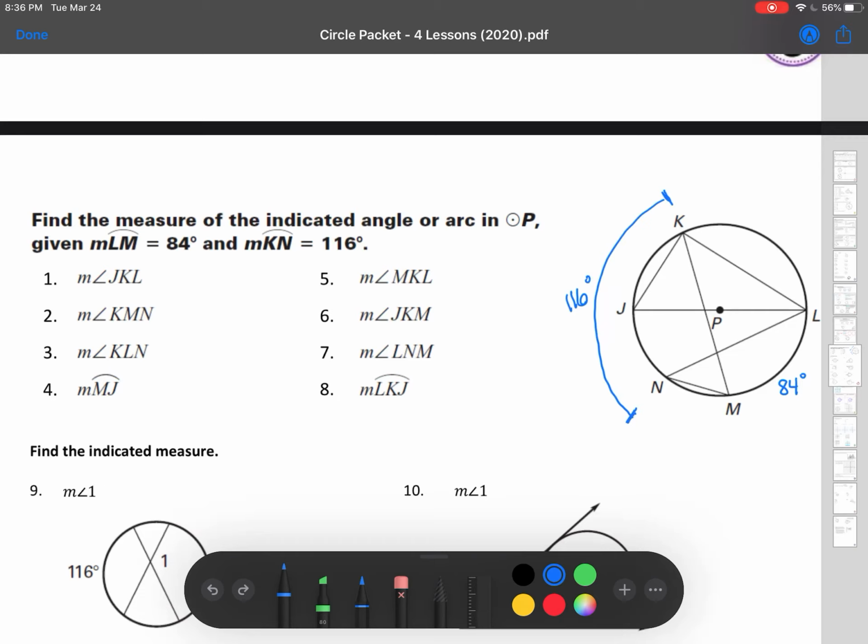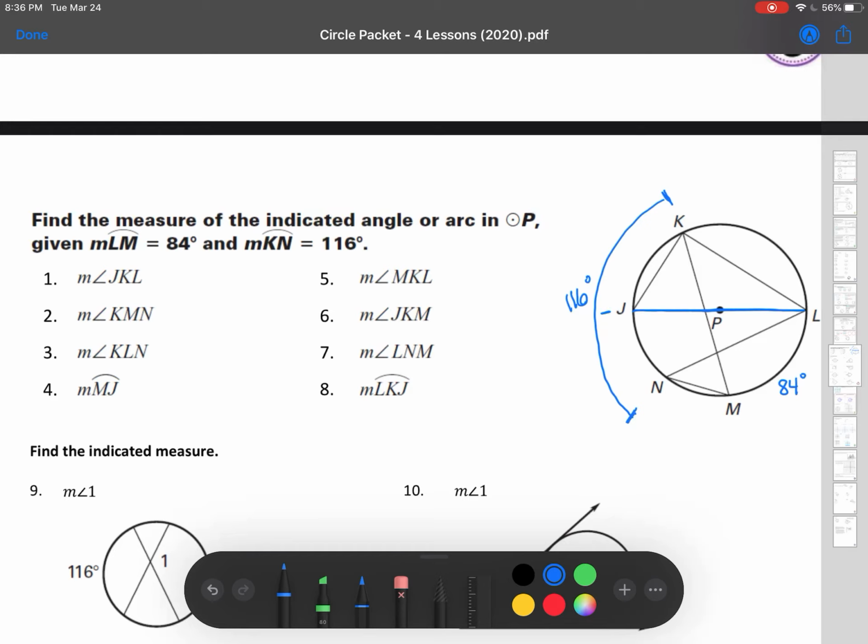Another thing I noticed when I looked at this picture is that they gave us a diameter. And I always like it when they give us a diameter because we know that splits it into two 180s on that circle, right? So the top half is 180, the bottom half is 180. I don't know if that's super helpful yet.